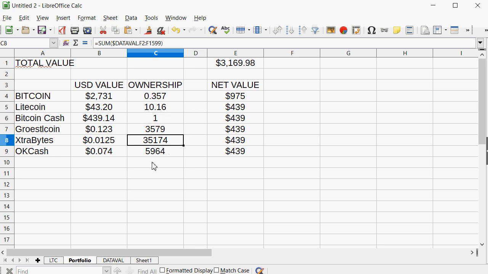So with extra bytes, 35,175, I'm dividing that by 4. We're looking at 9 times 4 is 36, so 8,000 and change on each one. Okay, cash, we'd be looking at almost 1,500 on each one, and so on and so forth, with this one being almost 900 on each one. But we notice here, though, that it still says that I own 10.16 Litecoin, and I only own 1 Bitcoin Cash. We'll fix that in the next part.